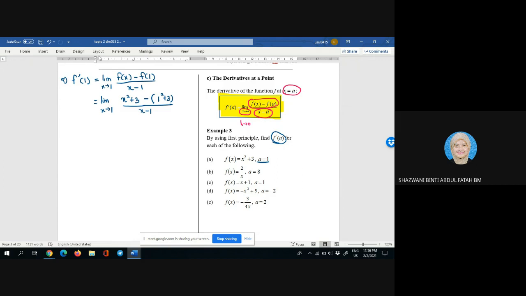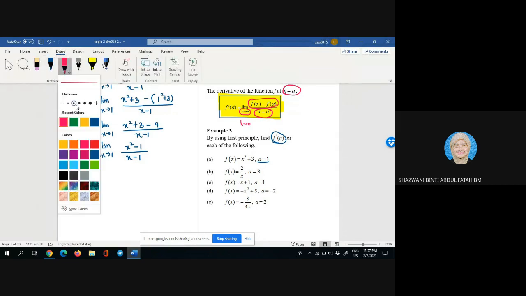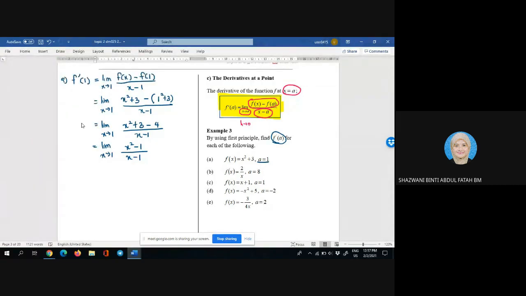Therefore, limit as x approaches 1 of x squared plus 3 minus, this one, 1 plus 3, which equals 4, so minus 4 over x minus 1. When you simplify, you get limit as x approaches 1 of x squared minus 1 over x minus 1. Here we apply the previous lesson that we learned before.